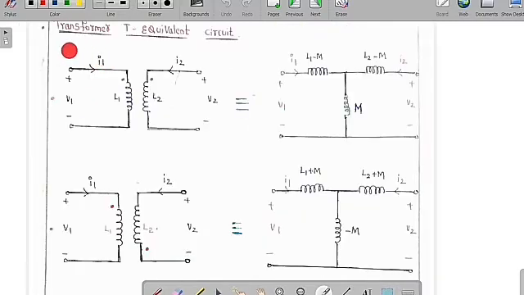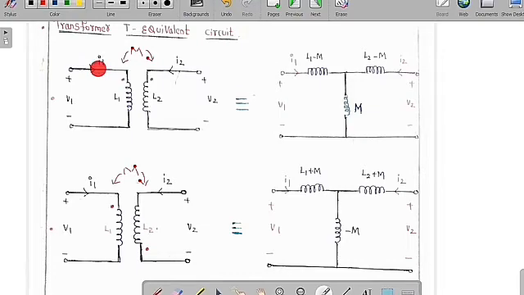So now the transformer T equivalent circuit. This is basically a transformer. Now I am going to convert it into a T equivalent circuit. See here, this is the transformer with primary coil and secondary coil, where L1 is the self-inductance of the primary coil and L2 is the self-inductance of the secondary coil, and here there is an extra parameter M. M is called the mutual inductance between coil L1 and coil L2. So you can see clearly that M is the mutual inductance between the primary coil and the secondary coil.